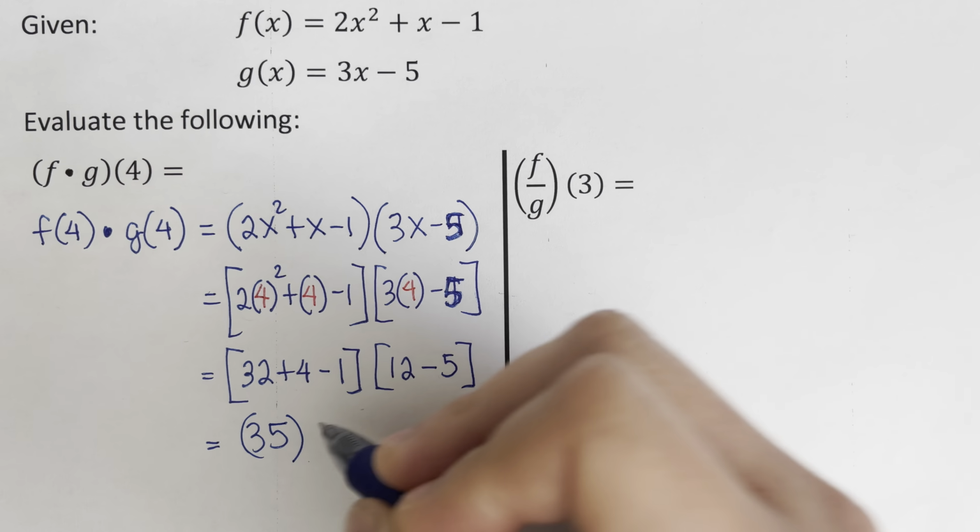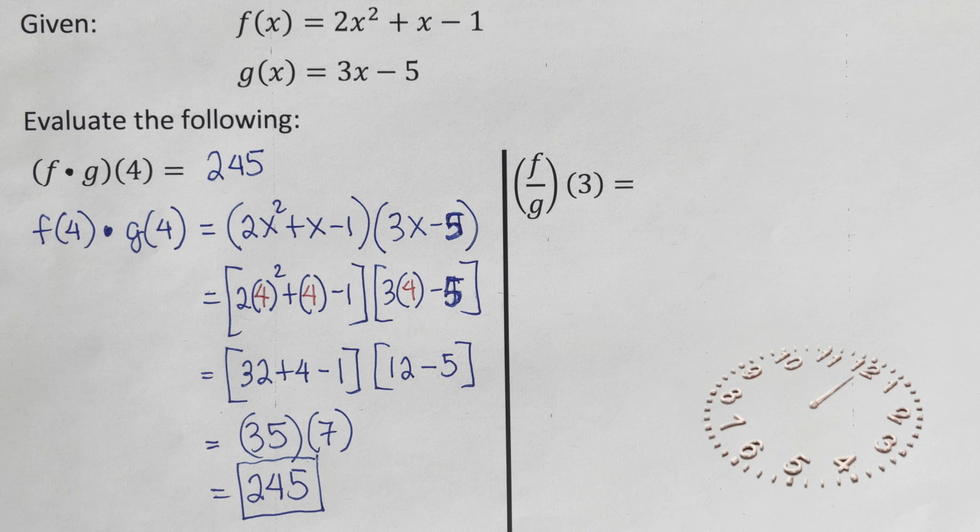Okay, so what I did was I plugged this 4 into all of the x's, and then it came out to be 35 times 7, and that is 245. So the f times g of 4 is 245. At this time, I would encourage you to pause this video and try this problem out on your own. And when you're done, unpause it and check your answer.